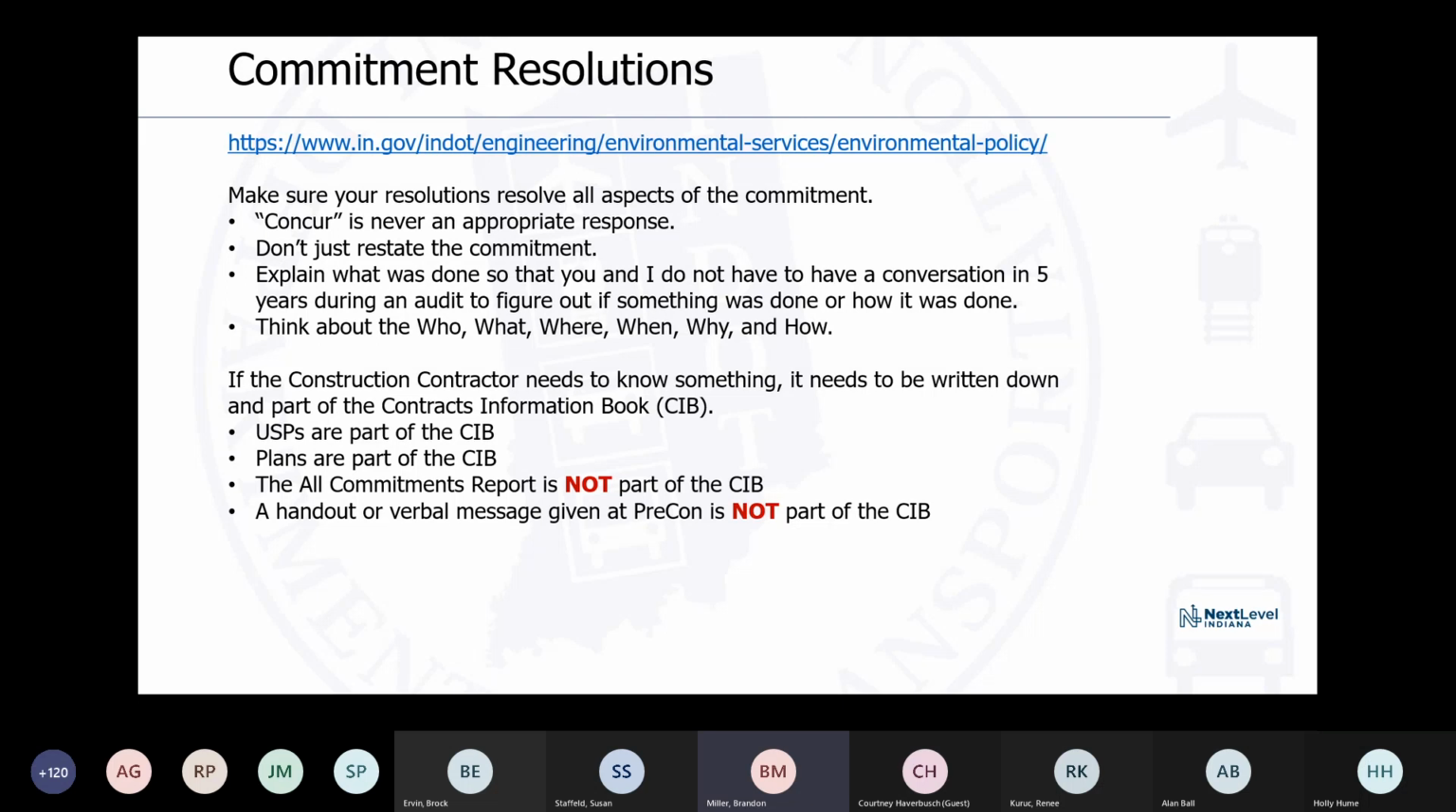The other way of thinking about it is if we have a conversation because of some sort of audit, which do happen, 5 years down the road, can you actually remember how to do it? And some of those minor design choices you may not necessarily remember. So just be aware of that.